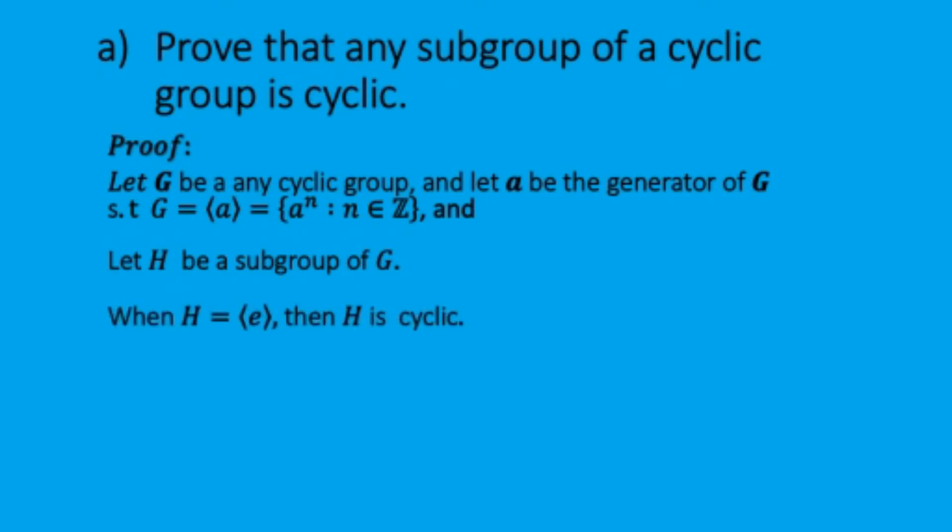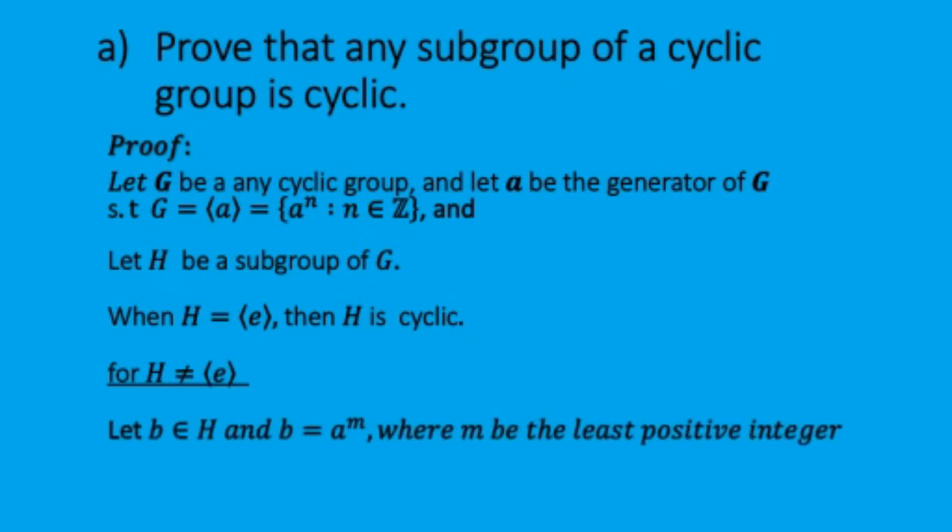If H is generated by E, meaning that it is trivially cyclic, then we can conclude that H is cyclic, and this completes our proof. But if H is not trivially cyclic, then we let B be an element of H, where B is equal to A to the M, since B is also an element of G and all the elements of G can be generated by A, and where M is the least positive integer. Remember, we need to show that H can be generated by A to the M, or B.